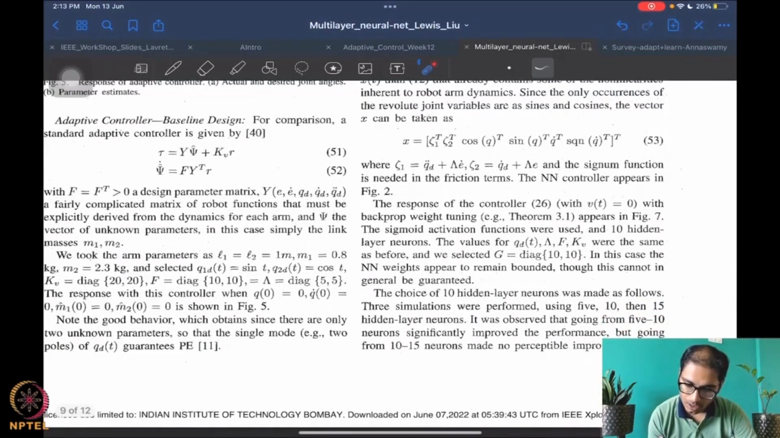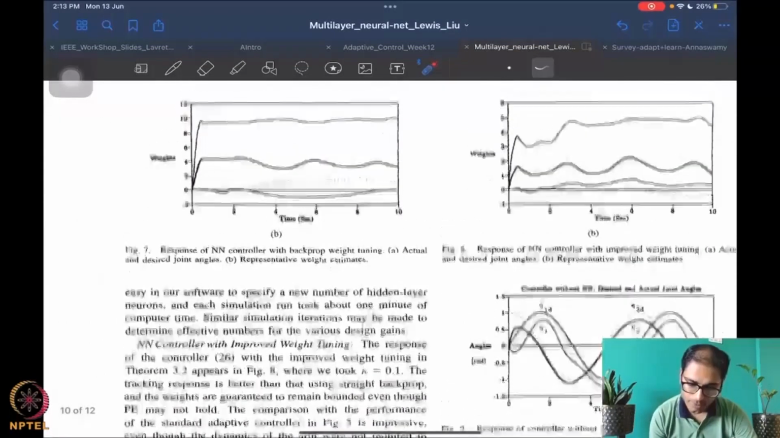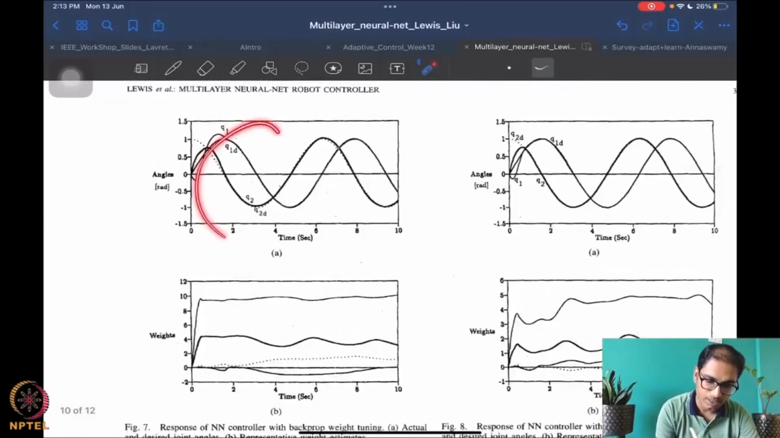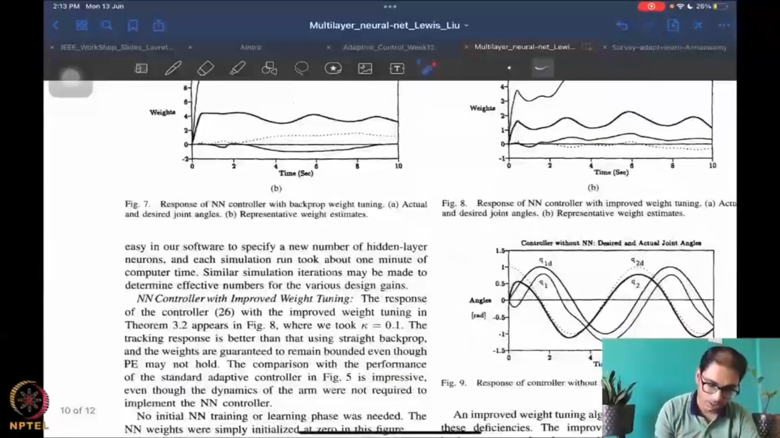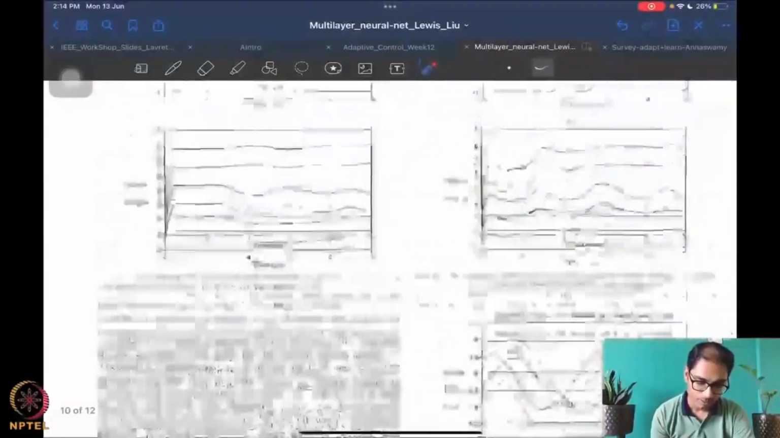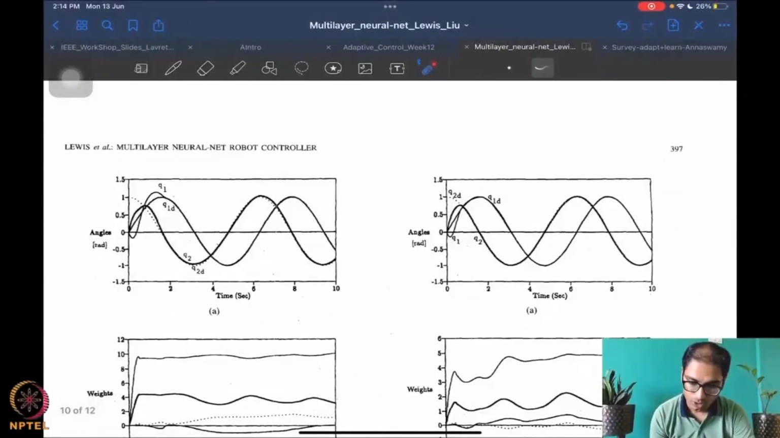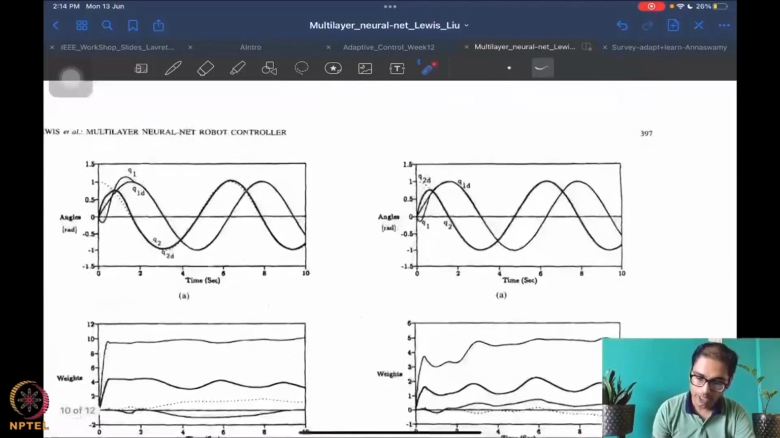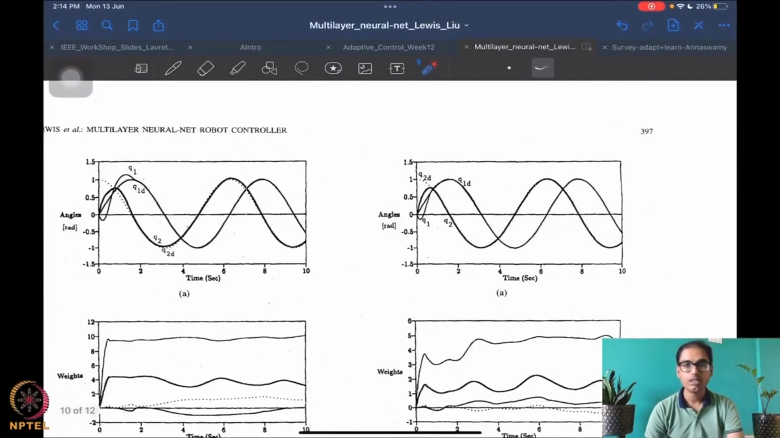And here you see that you have relatively better results in terms of the tracking performance. Weight convergence anyway is not completely guaranteed even here, unless there is some kind of persistence of excitation. But you do have very nice tracking performance. Okay? And then of course you show improved, quicker tracking by using a modified weight tuning method, and that's what is illustrated here. Okay?